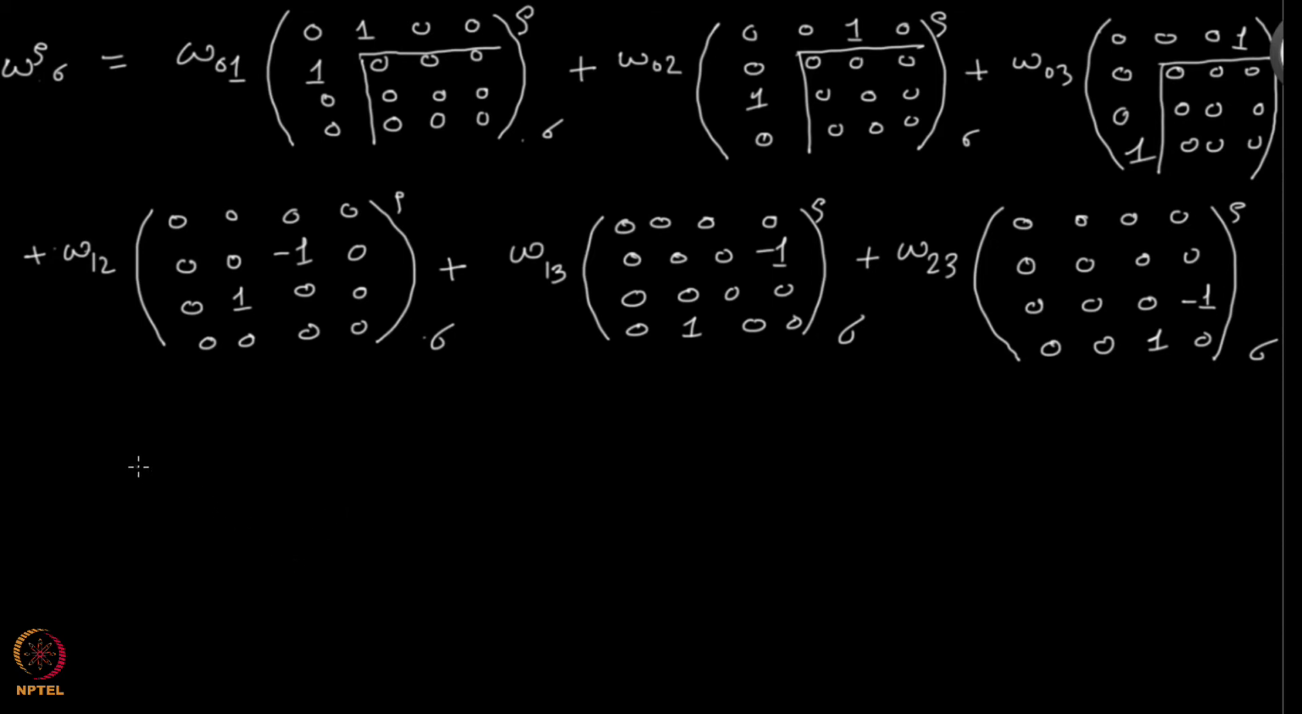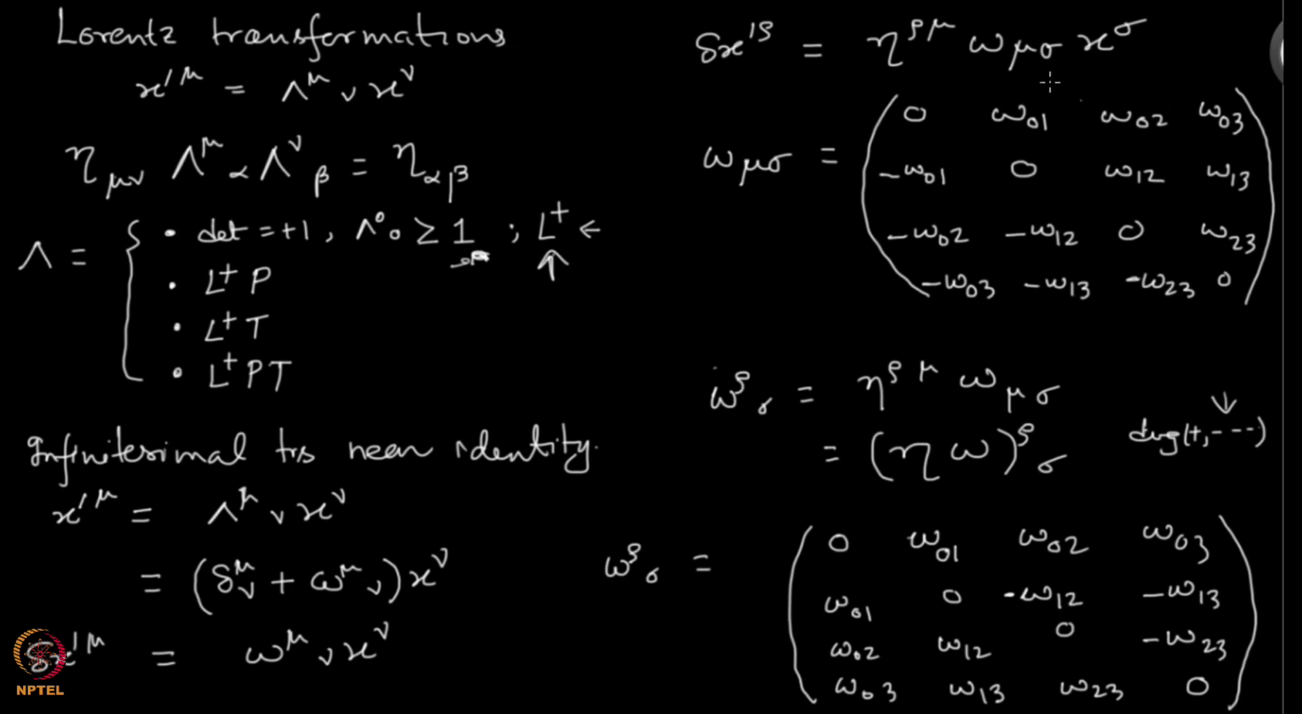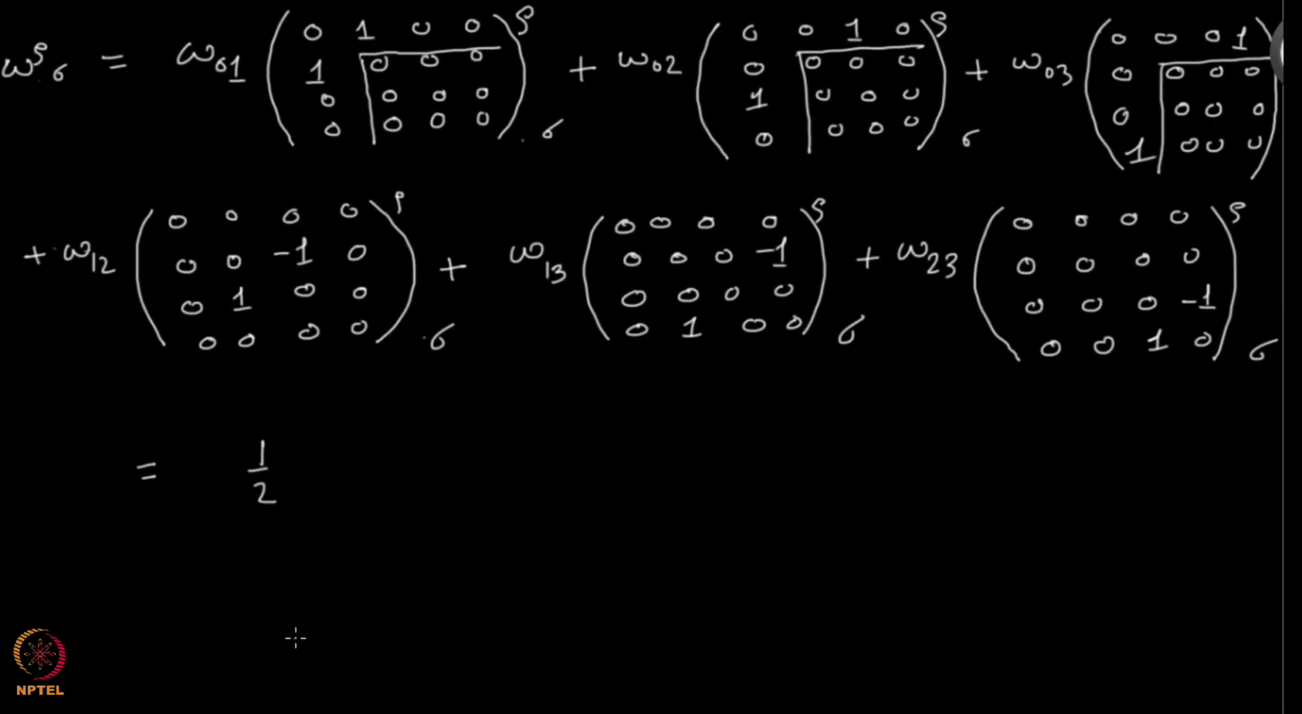Now I can write it in short as half. There are 6 generators here, so these I will call generators. The reason I call them generators is that the change in x is being generated by these omega mu nu's, and apart from these parameters it is controlled by these matrices. So these matrices are the ones generating the change in x, so we call them generators.